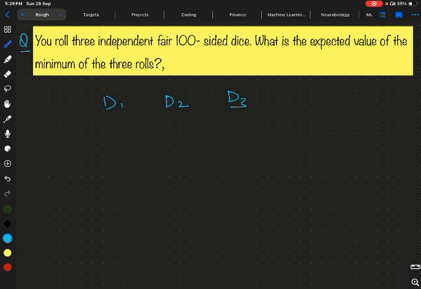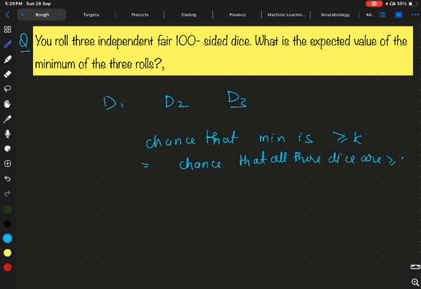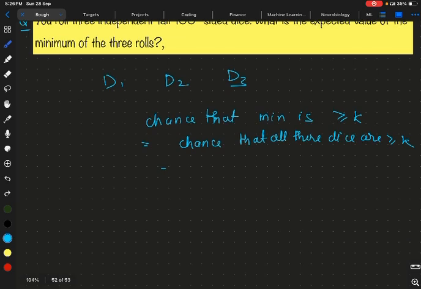Let's think about the chance that the minimum is greater than or equal to k. That means the chance that all three dice are greater than or equal to k. As the minimum is greater than or equal to k, that means the other dice too will have the numbers which are greater than or equal to k, which in terms of probability can be thought of.